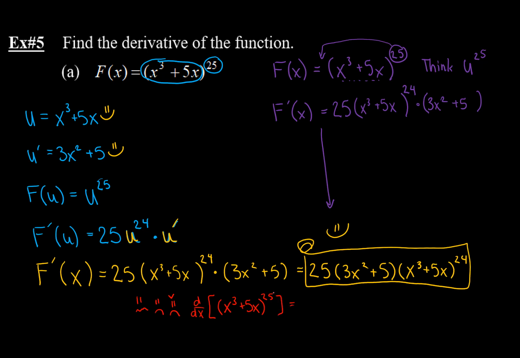They say, oh, okay, let's bring the 25 down. So they bring the 25 down. Then they take the derivative of the inside. Then they do the 3x squared plus 5. Then they reduce the power by 1. And then they think they're done, and they are, but they also just got the problem totally wrong. So don't do the stuff in red. Definitely do the other stuff.